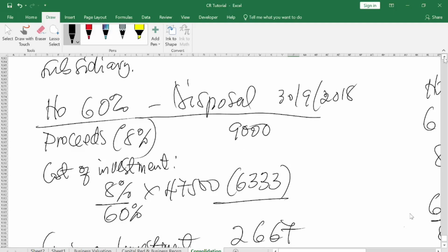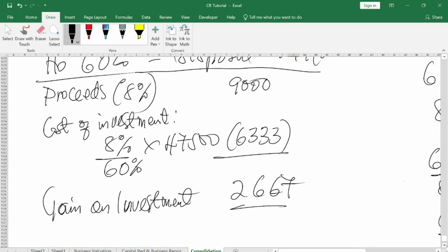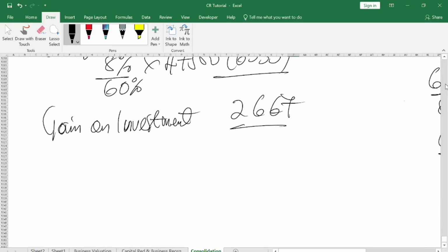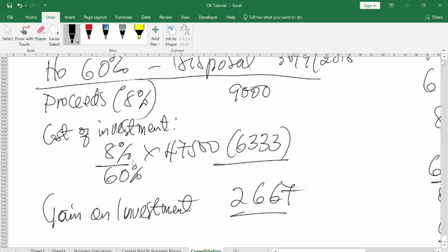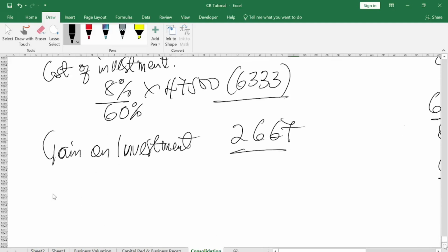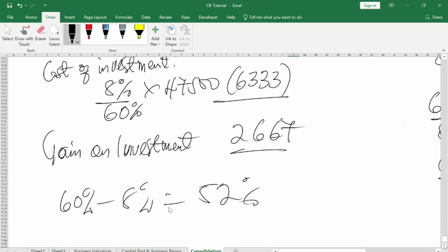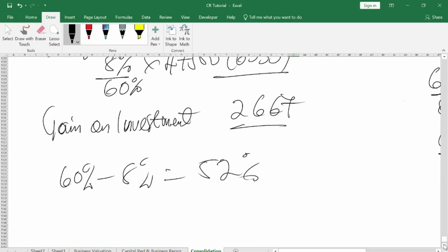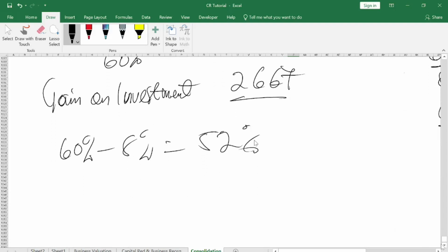So that is it. That is the partial disposal. You understand? So at the end of the day, what do you have here? You will have the parent value now reducing to how much? The whole is now 60% minus 8%. That gives you 52%. Is that not the case? So that's what will be left with the parent in the stake of the subsidiary.